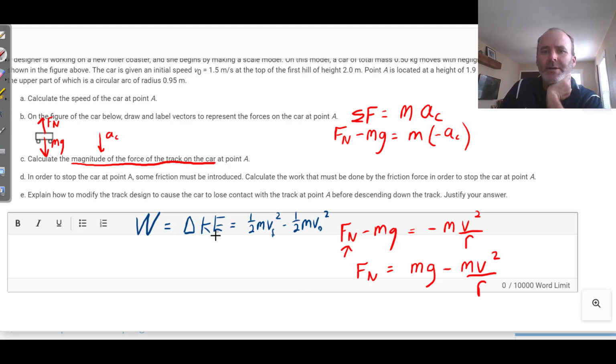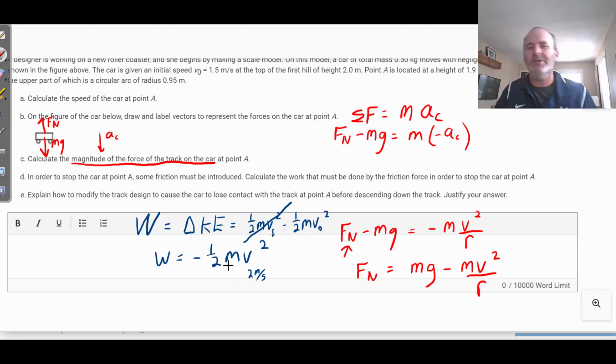Well, think about this. The final velocity, if it's coming to a stop, is 0. So the work is equal to negative 1/2 mv squared, and this v is whatever velocity you solved for above. I think we said that was 2 meters a second, however fast it's moving. And note that the work is negative because it's taking energy away from it.